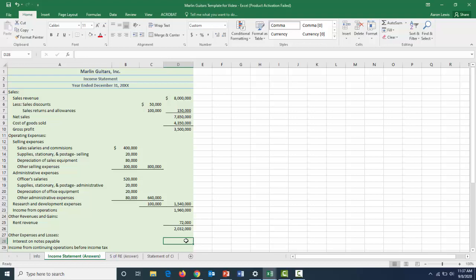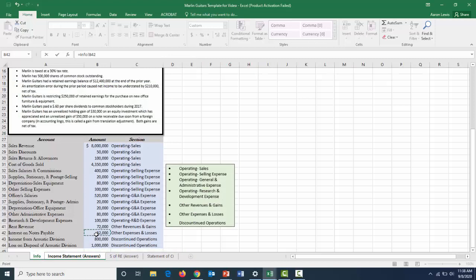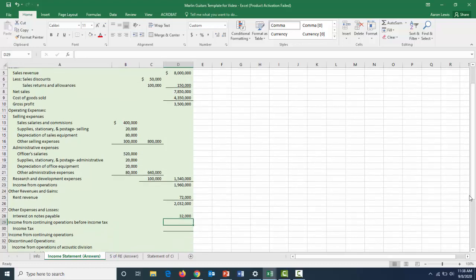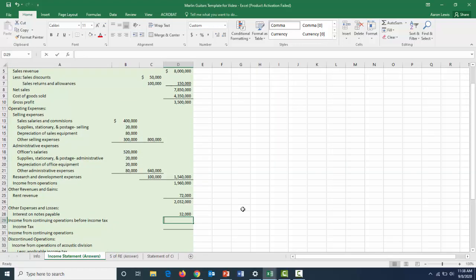Well, we added our other revenues and gains. Let's subtract out our other expenses and losses. Interest always goes as an other expense. It's just the way that GAAP mandates that companies have to report it on their income statement. So let's go find their interest expense on their notes payable. And that was $32,000, which means our income from continuing operations before we account for income tax is going to be equal to this no-name subtotal minus our interest on notes payable.